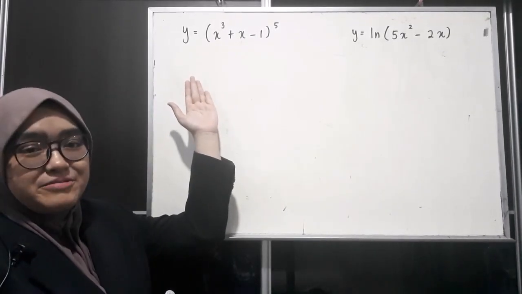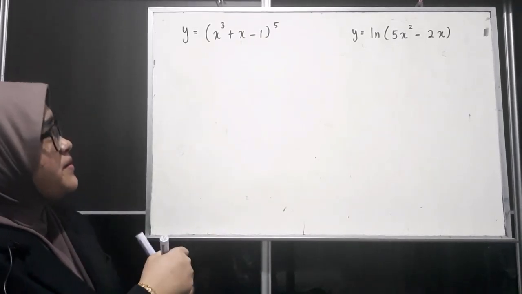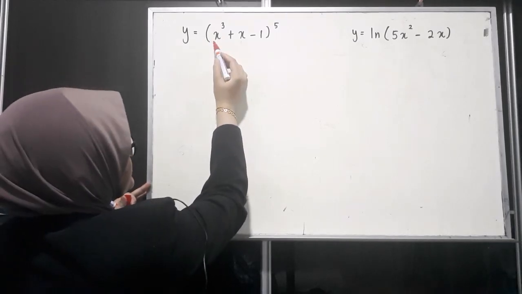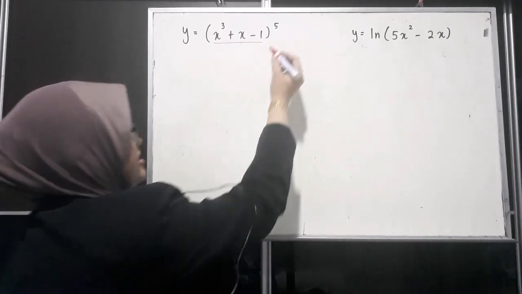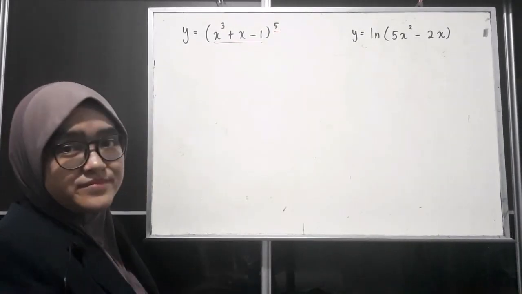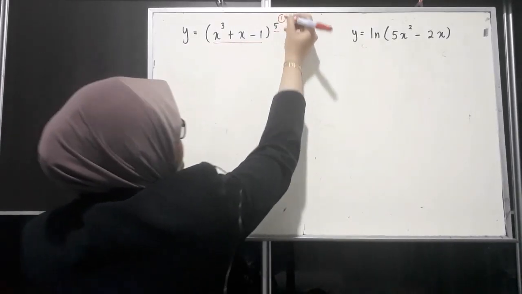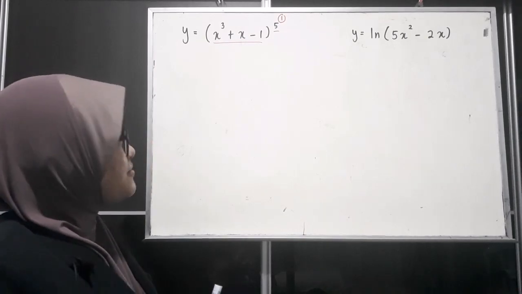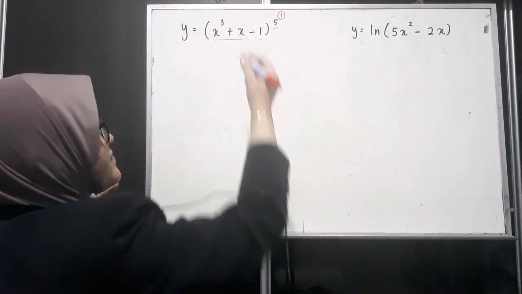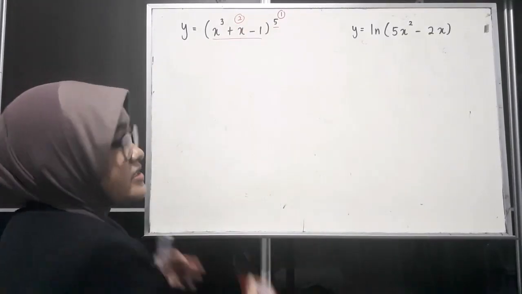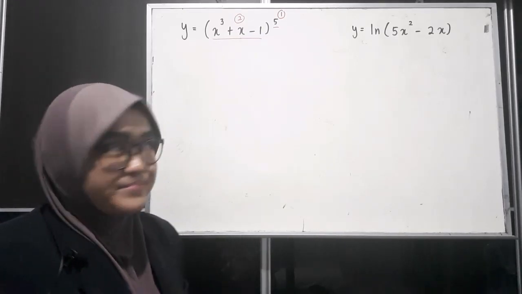So this is an example of a composite function. It is a combination of x cubed plus x minus 1 and power 5. So first, we will differentiate power 5 because x cubed plus x minus 1 is inside the power 5. Number 2, we will differentiate the equation inside the bracket.